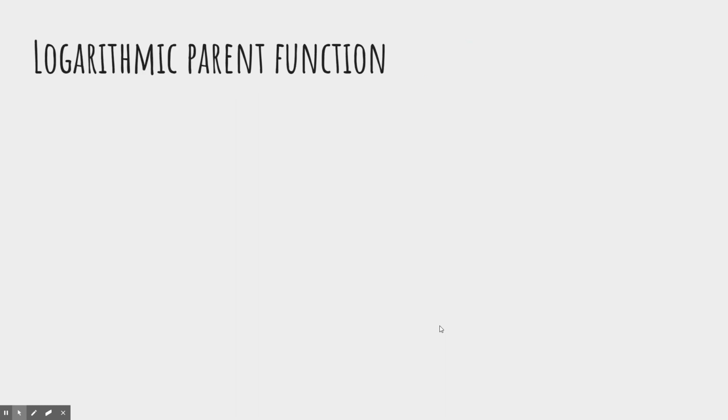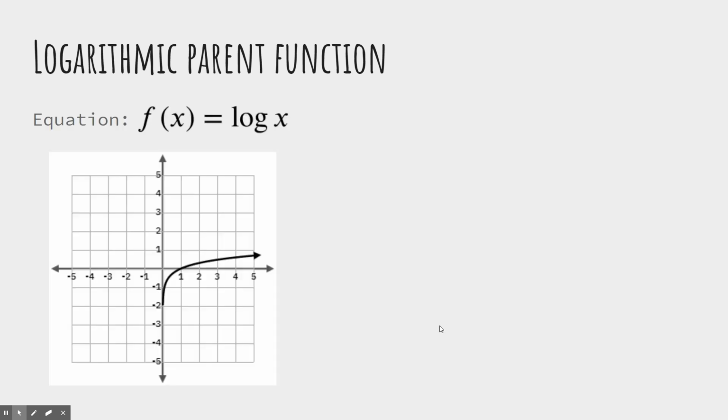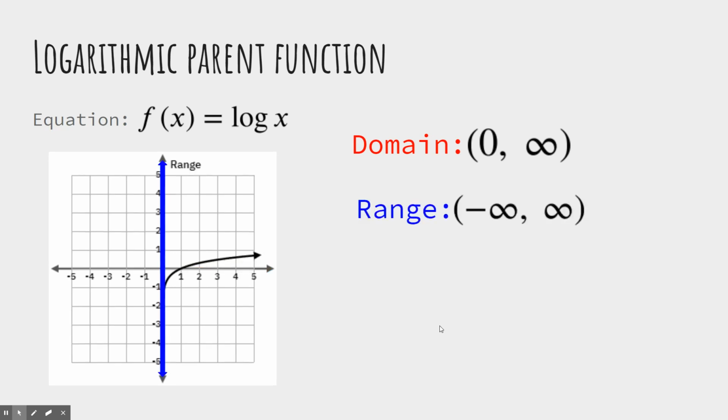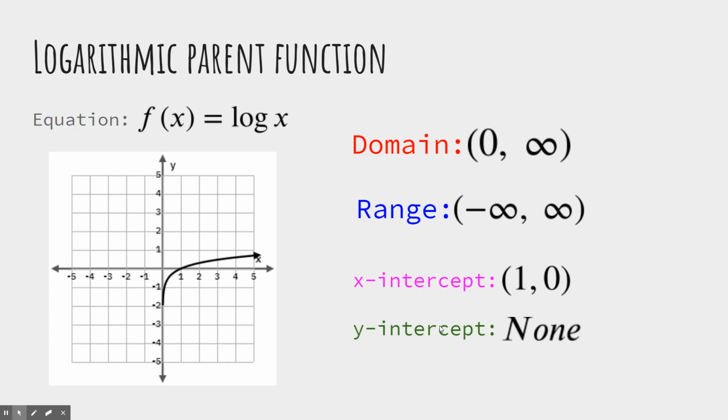The next parent function we're going to look at is the logarithmic parent function. F of x equals the log of x. The domain is going to be 0 to infinity, but 0 is not included. The range, it is going down forever, so negative infinity to positive infinity. It does have an x-intercept at 1, 0, but it does not have a y-intercept. It's never going to get to the y-axis because there's actually an asymptote at x equals 0.